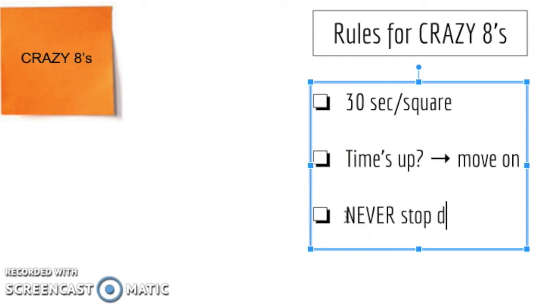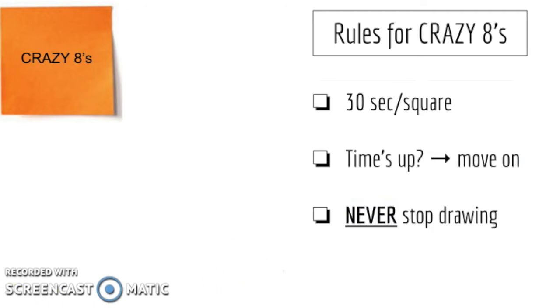The final rule is very important. No matter what during this time, you never stop drawing, because then you get caught up in thinking too much and wondering if it's a good idea or not. So the rule is you have to always be drawing. If you are having a roadblock, just draw whatever you see in front of you and go from there. You just can't stop drawing solutions to your problem.